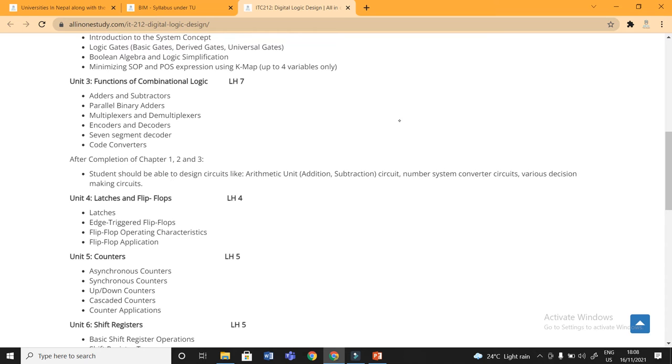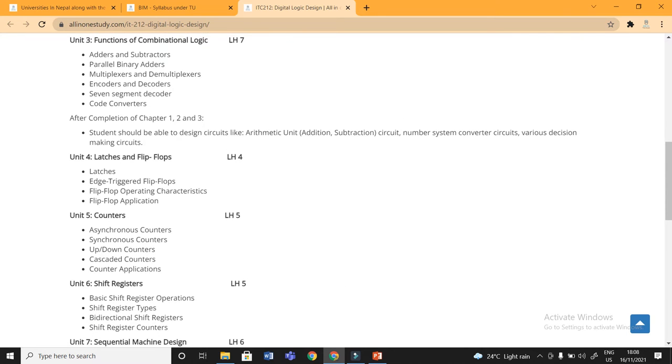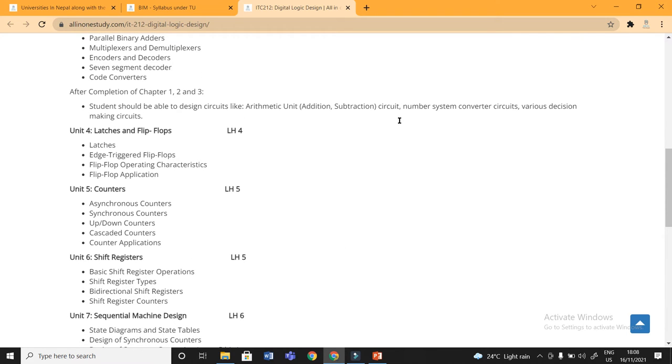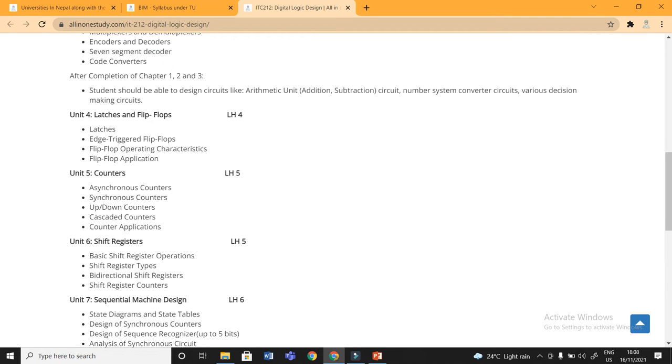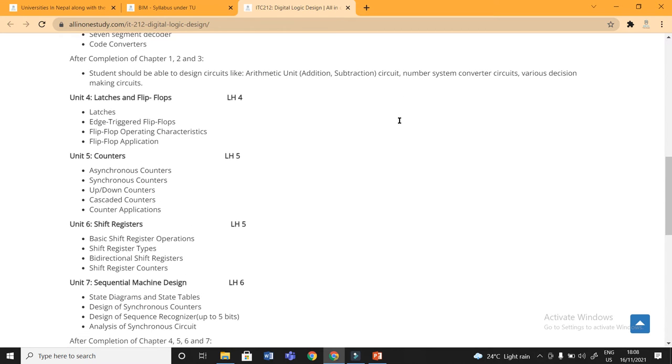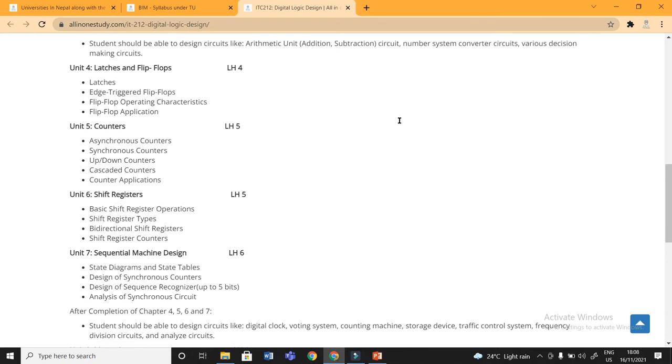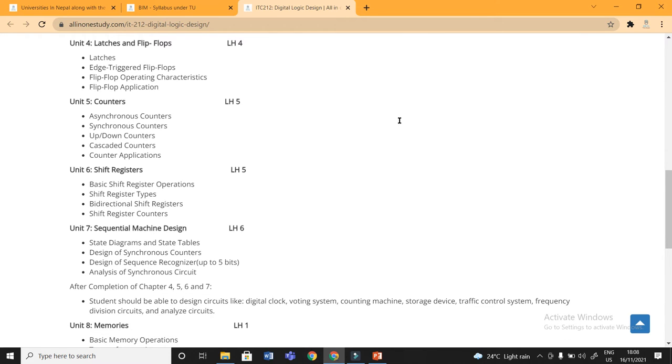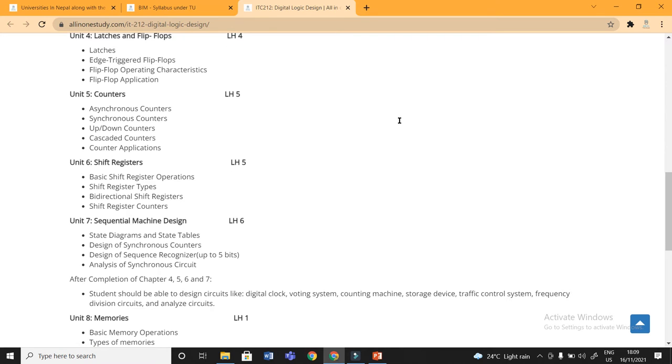After dealing with combinational logic in unit 3, we will start sequential logic, that is latches and flip-flops, in unit 4. We will talk about the basics of latches and flip-flops. After that, we will talk about the various types of flip-flops, how to trigger them, their operating characteristics, and their various applications. In unit 5, we will talk about counters, various types of counters, up, down, synchronous, asynchronous, and their applications. All the things under counters will be detailed in unit 5.